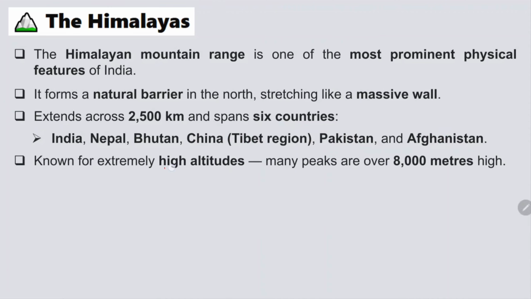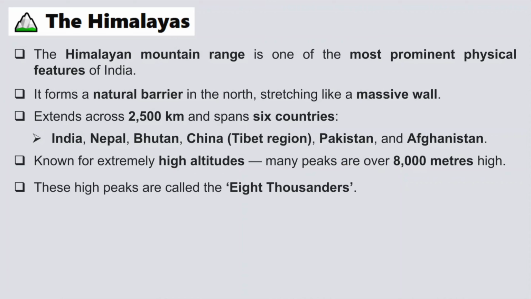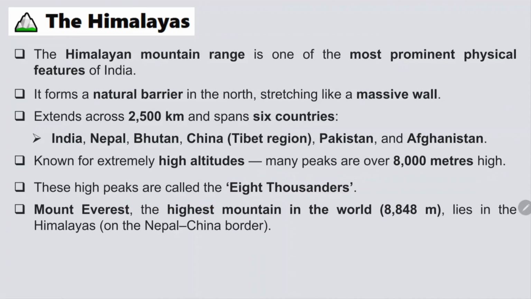The Himalayas are known for extremely high altitudes. Many peaks are over 8,000 meters high. You will find that the mountains there are very high, and most of the peaks are almost 8,000 meters, and that is also why we call these high peaks the 8,000ers. All these peaks together are also known as the 8,000ers.